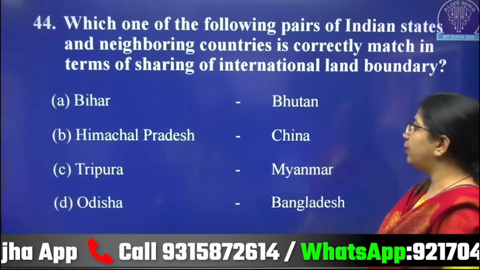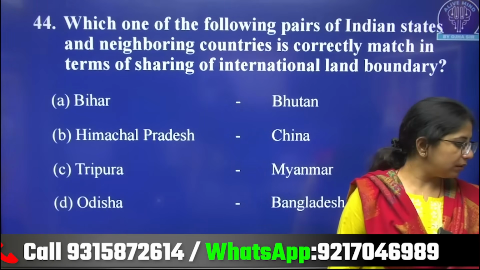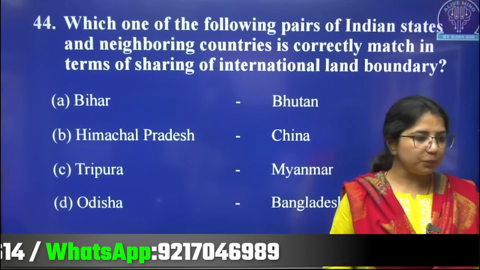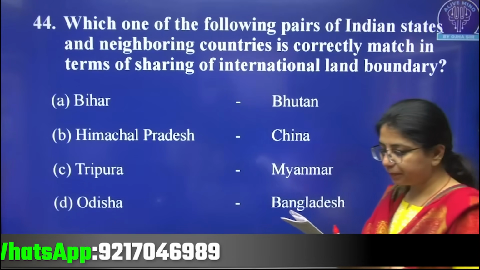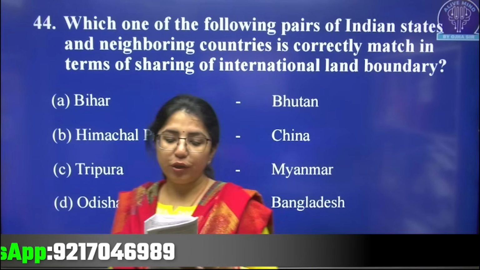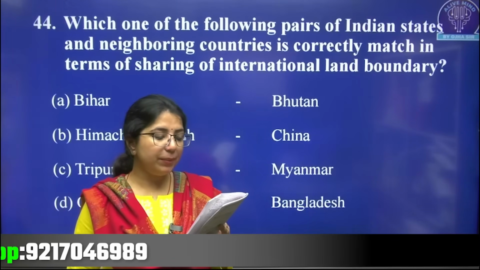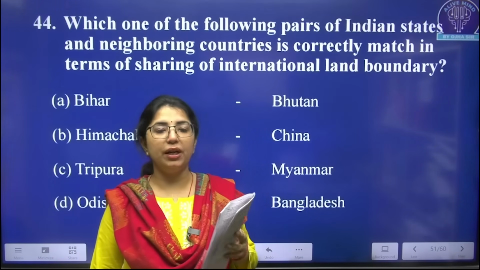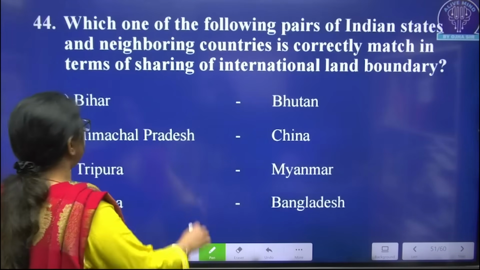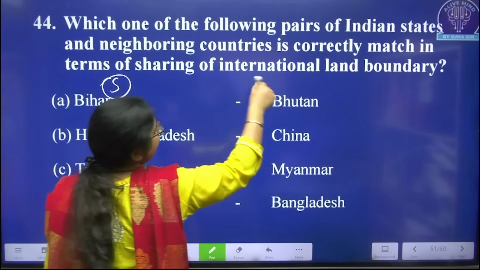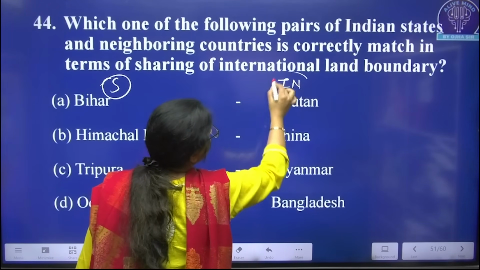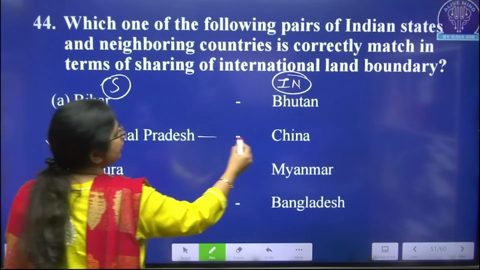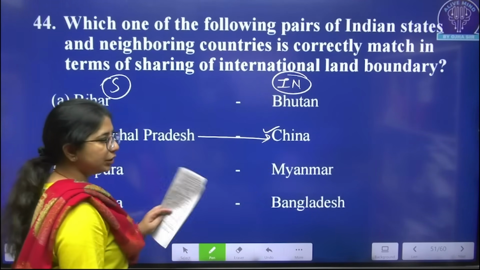Then is question number 44. Just one second. Which of the following pairs of Indian states and neighboring countries is correctly matched in terms of sharing an international land boundary? They have written the states here and they have written the international neighbors of India. The answer is Himachal Pradesh. It shares a border with China. The others don't.